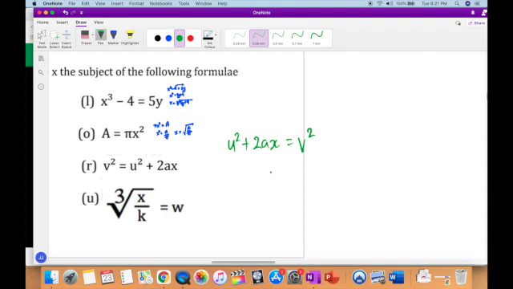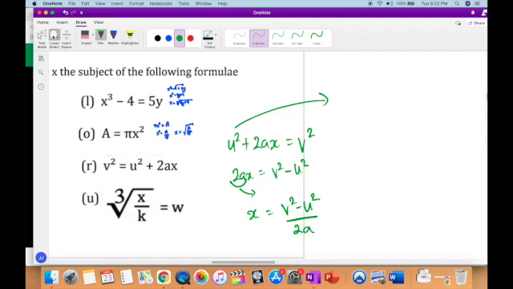So yeah, we want to make x the subject of the formula, so I'll throw across the u squared. So I'll have 2ax is equal to v squared minus u squared. Right? And then I'll take the 2a and throw that across. So now I have x is equal to v squared minus u squared all over 2a. Yes? Yes, sir. All right.